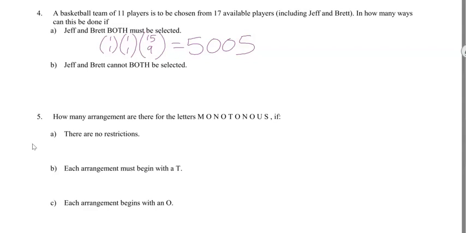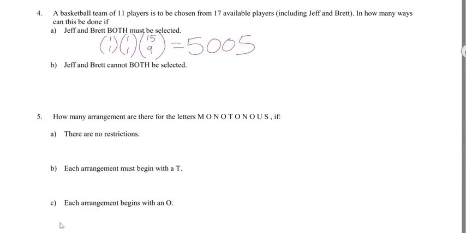Jeff and Brett maybe don't necessarily get along, so they cannot both be selected. How many ways can we do it where they are both not selected? So think about all the different ways that are possible and decide how you want to handle this. And then handle it. And we'll pause.